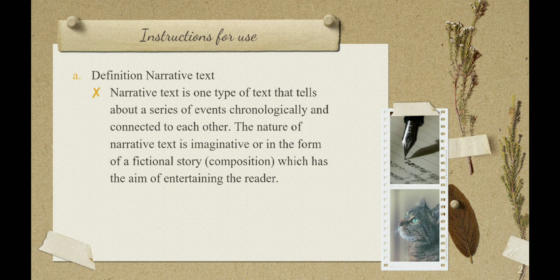Okay, well, first, the definition of narrative text. Narrative text is one type of text that tells about a series of events chronologically and connected to each other. The nature of narrative text is imaginative or in the form of a fictional story, which has the aim of entertaining the reader.